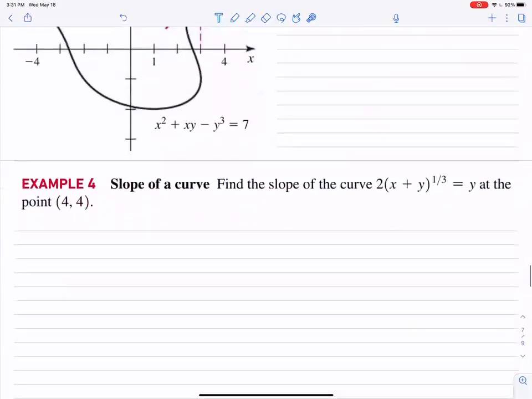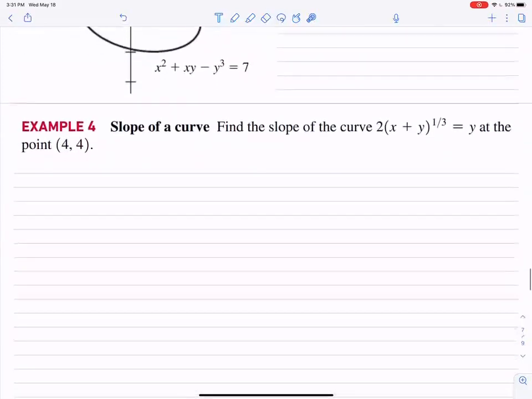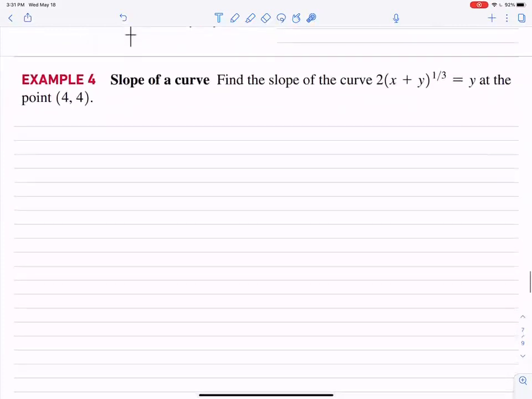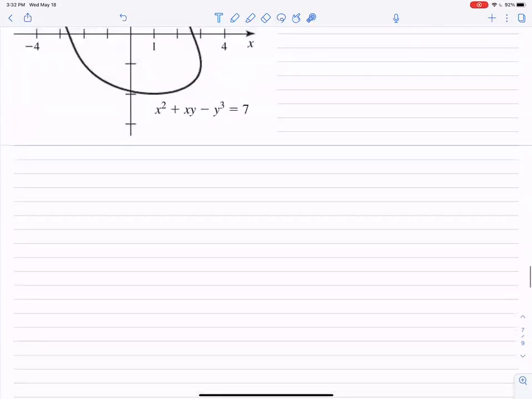All right, for the sake of time, I'm going to skip this example because we don't have a ton of time.